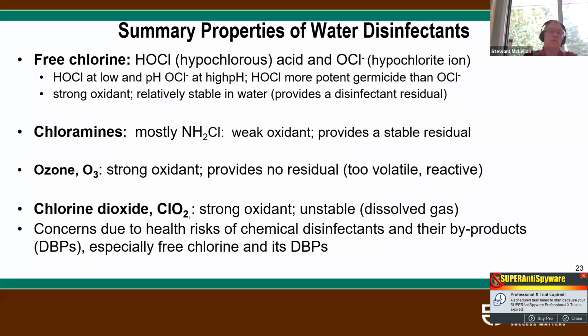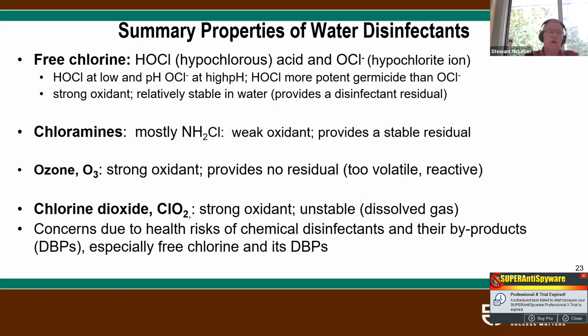Okay, so a summary of the properties of water disinfectants. Free chlorine is hypochlorous acid and hypochlorite ion: hypochlorous acid at low pH, and hypochlorite ion at high pH. Hypochlorous acid is a more potent germicide than the hypochlorite ion. It's a strong oxidant, relatively stable in water, and provides a disinfectant residual. So you can add chlorine to water and fairly easily achieve the required residual.